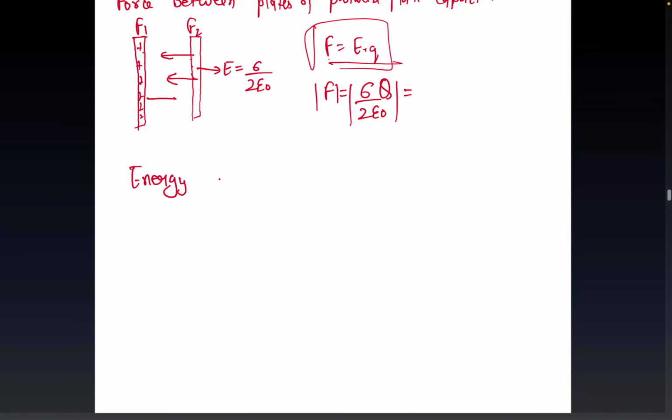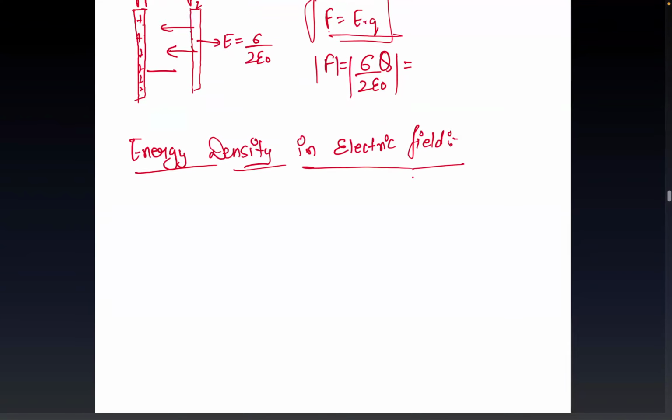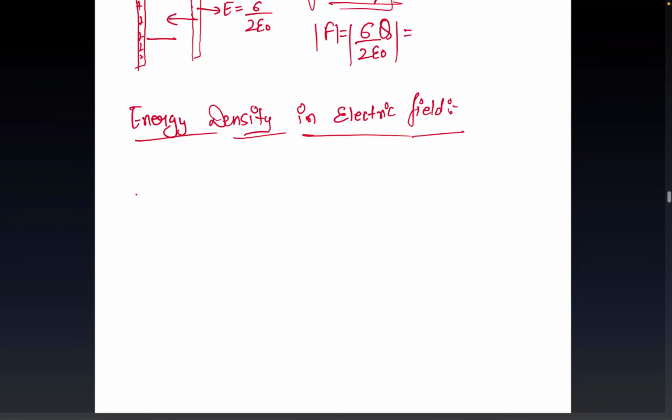Energy density in electric field. Okay, energy density in electric field. What is energy density? Very simple idea. If ever you see about the density, it's very simple: the parameter we are going to measure divided by some geometry. Energy density is, what is that? It is basically energy per unit volume. Is that clear? Okay. Energy per unit volume.